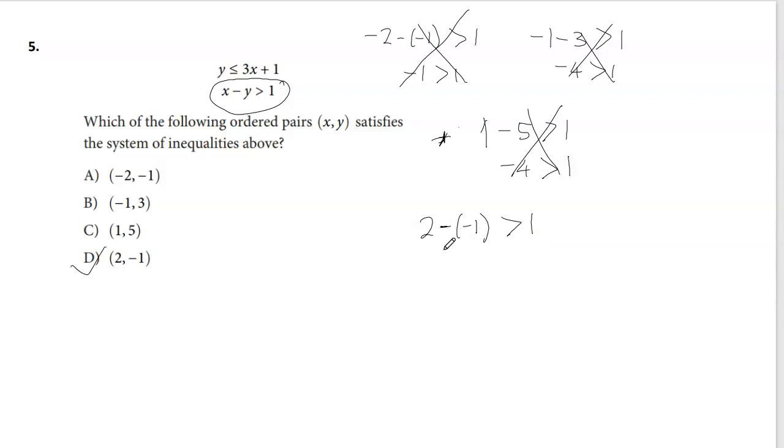2 minus 1 is what? 2 plus 1, which is 3. And 3 is truly greater than 1. So this is correct, right? This is very simple. You choose the equation which is easier to deal with, right?